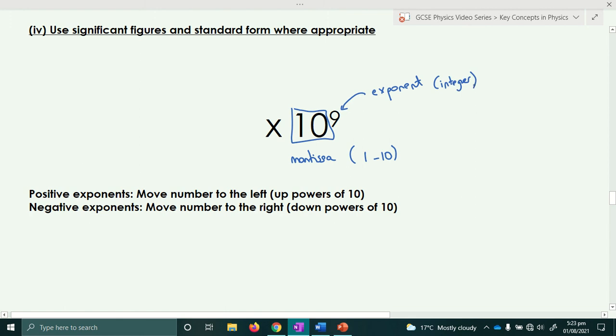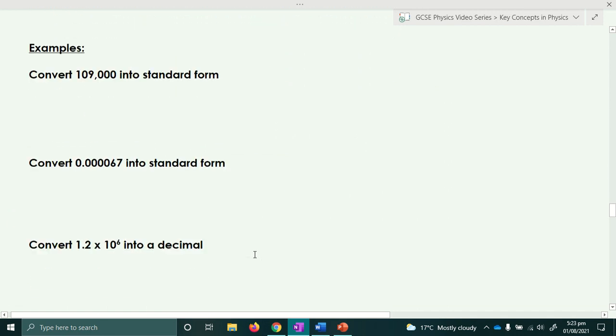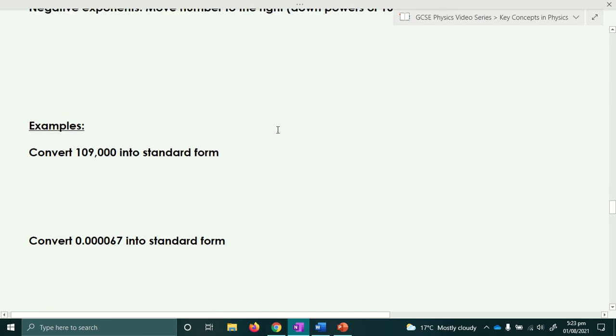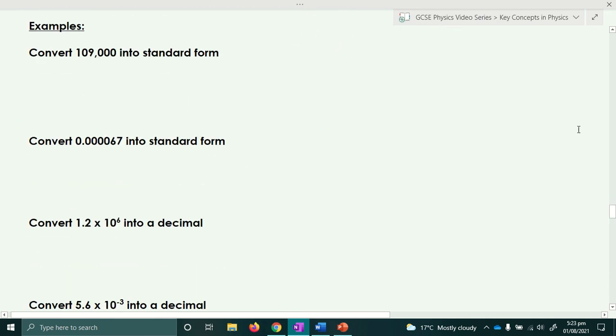So some useful things to remember when we're dealing with powers of 10: if the exponent is a positive number, we're going to be moving the number to the left, and I'll show you what that means in a second. If the exponent is negative, we're going to move the number to the right, and I'll show you with some examples what that actually means. So essentially, these are trying to tell us how we convert between decimals and standard form.